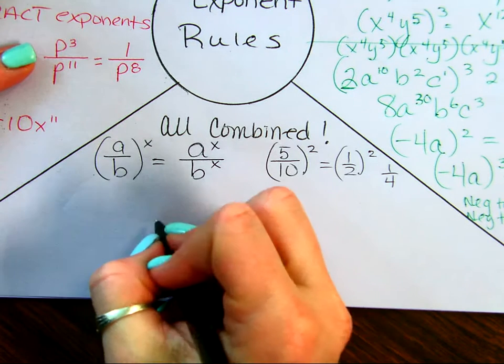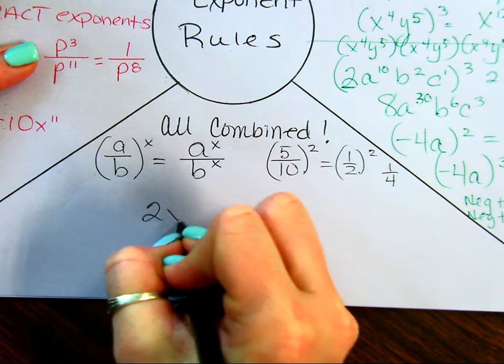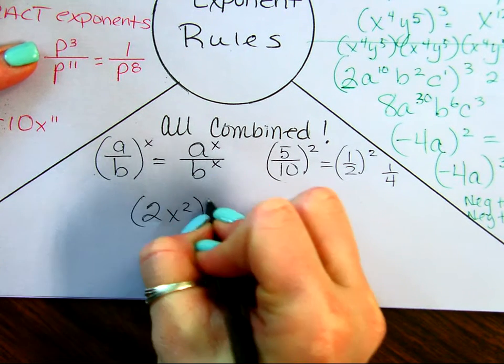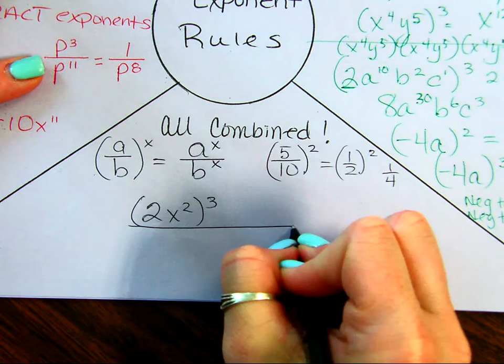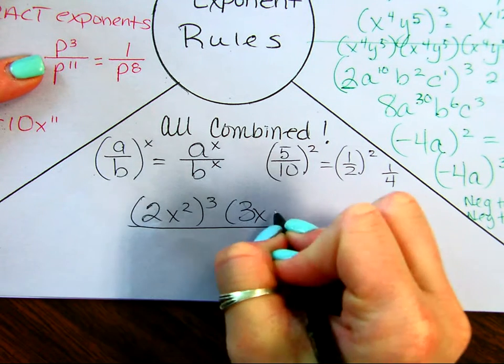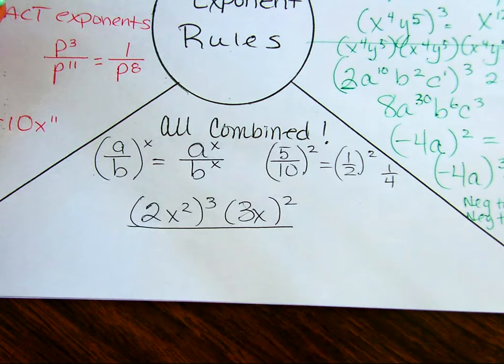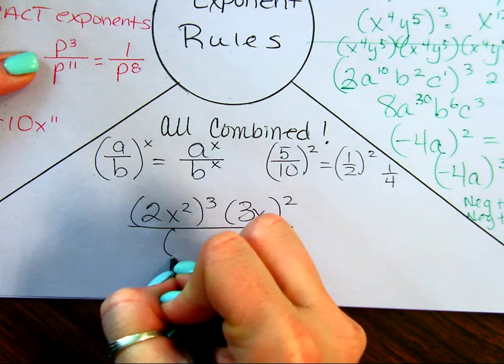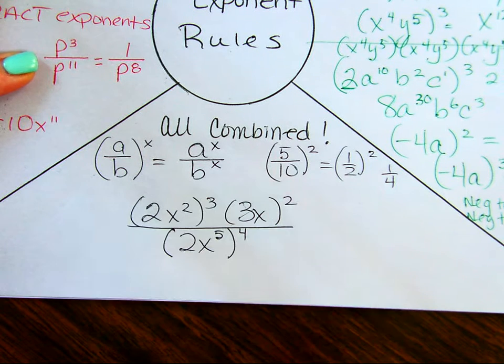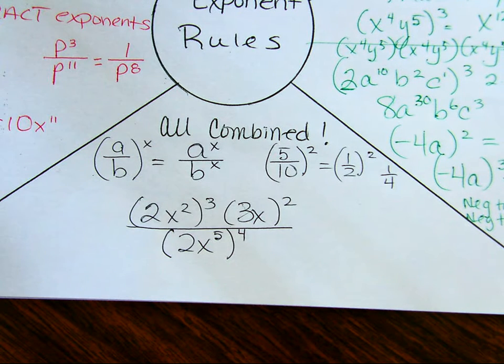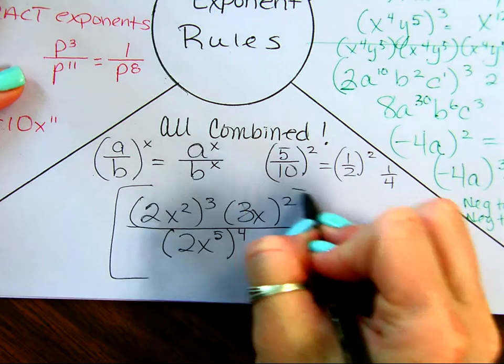So I want you to take 2x squared and cube it. Then I want you to multiply that by 3x squared. Then take that product and divide it by 2x to the 5th to the 4th. And then when you get that answer, I want you to square it.